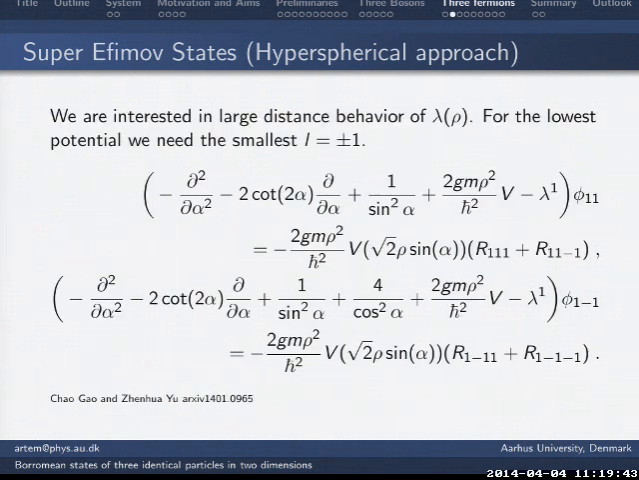Okay, and then we are interested in large distance behavior, because infinitely many states can come only at large distance. So we restrict rho to be very large, larger than any scale in the problem. Not the scattering length. So we consider rho to be large. And for the lowest potential, we need to take only the smallest L.